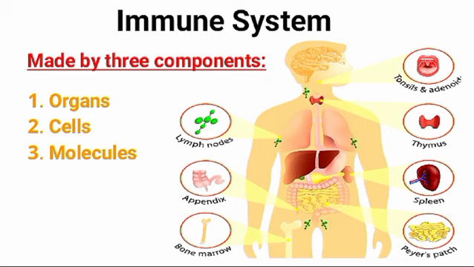Immunity is done by the immune system, which is made of three components: organs, cells, and molecules. Organs are tonsils and adenoids, thymus, lymph nodes, spleen, appendix, lymphatic vessels, and bone marrow. Cells are T lymphocytes, B lymphocytes, plasma cells, natural killer cells, neutrophils, eosinophils, and etc. And molecules are like antibodies, complement, cytokines, interleukins, and interferons.